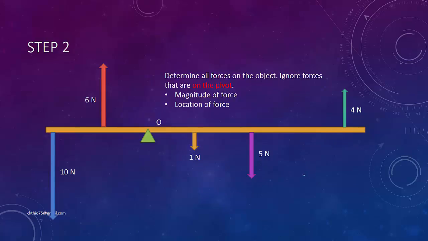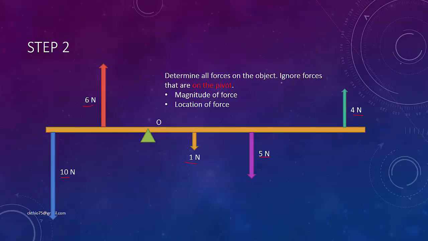Step 2: determine all the forces on the object. So you have these forces: 4, 3, 1, 6, 10 Newton, and this 5 Newton. But ignore the forces that are on the pivot. For the forces, just take note of the location of the force and the magnitude of the force.